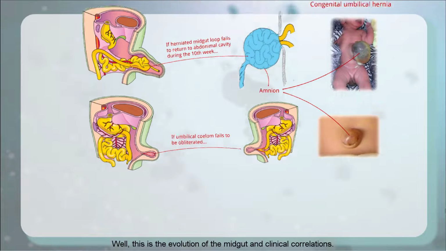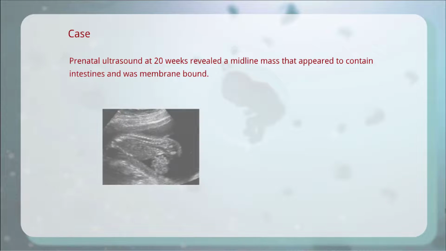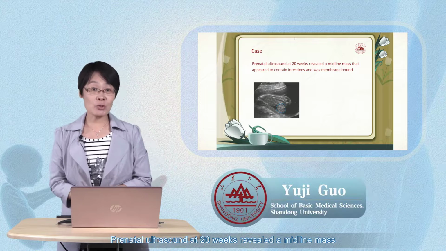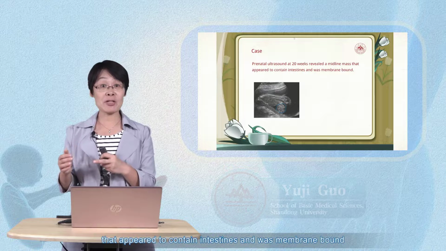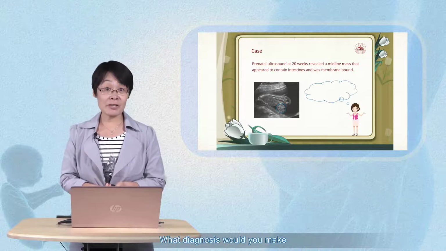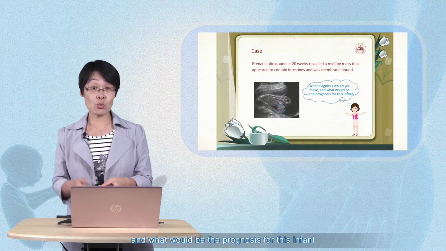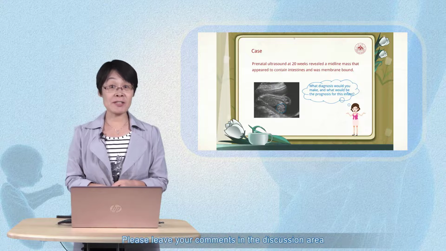Well, this is the evolution of the midgut and clinical correlations. Now, let's show one case. Prenatal ultrasound at the 20th week revealed a midline mass that appeared to contain intestines and was membrane-bound. What diagnosis would you make? And what would be the prognosis for this infant?